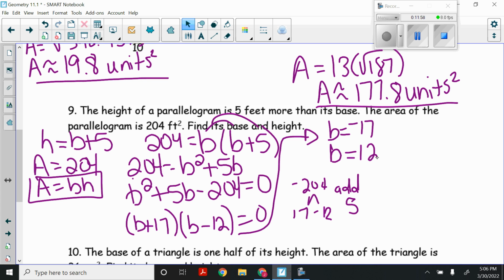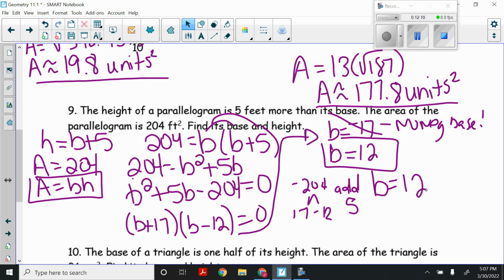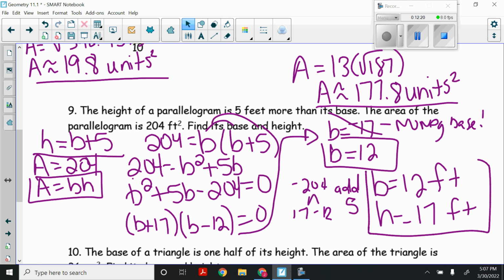Remember that B stands for the base. I cannot have a negative base, right? That would not make sense. So I know that my base is going to be 12 feet. My height, remember up here we said the height was the base plus 5. So 12 plus 5, 17 feet. So there's my base and my height.